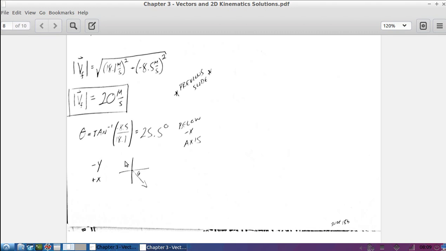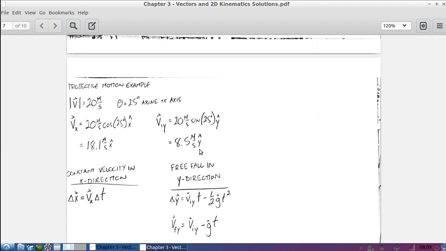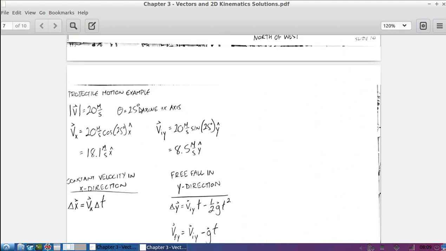I'm hitting the ground at an angle like this, right? I'm initially launched above the x-axis. I'm going to hit the ground at an angle below the positive x-axis, or south of east. Right? I can call it south of east. All right, that's the same angle that it was launched with, right? Roughly, right? 25 degrees, right?